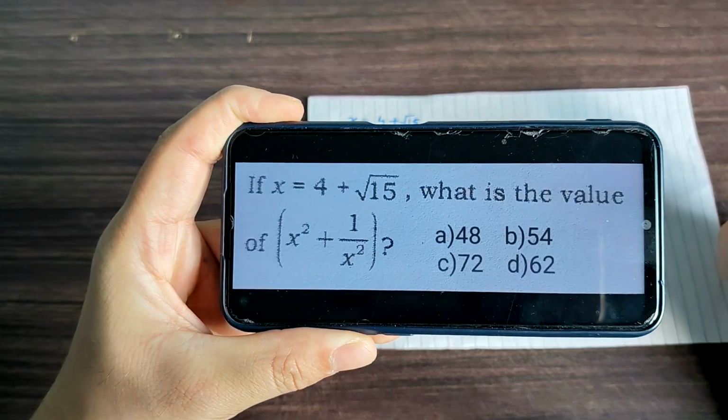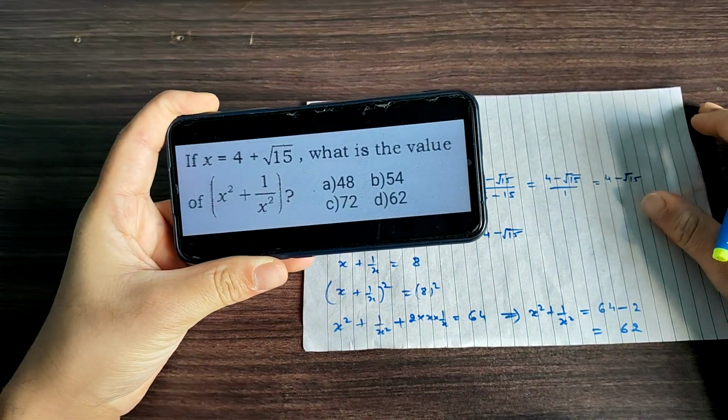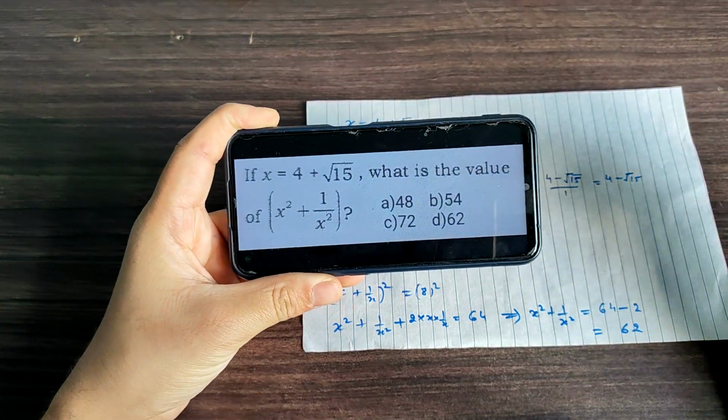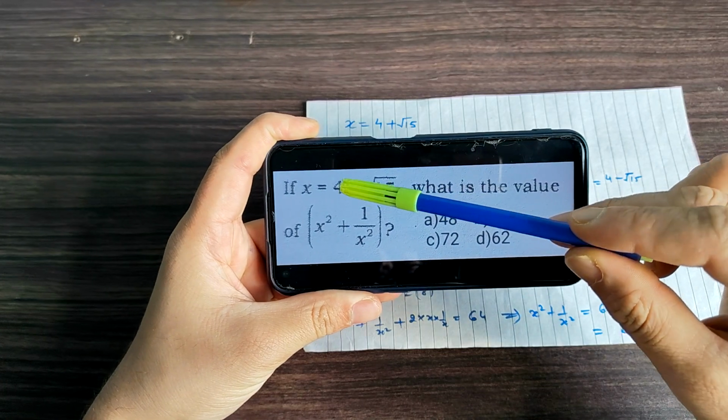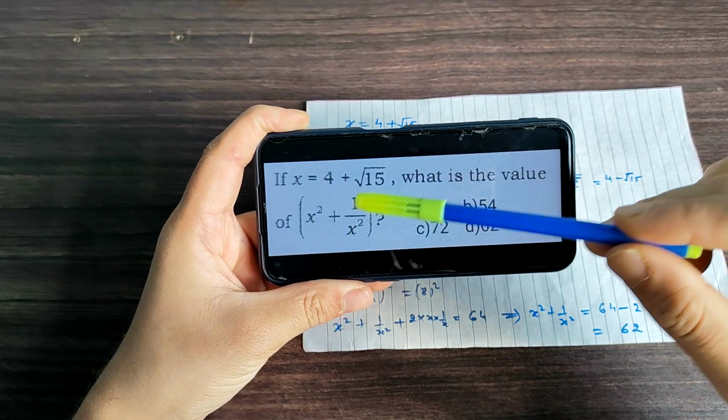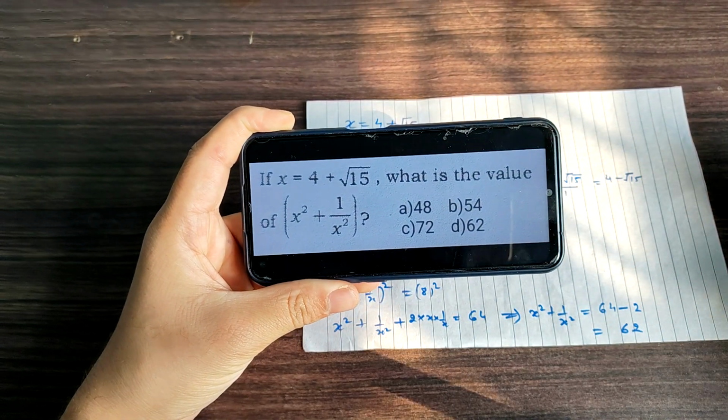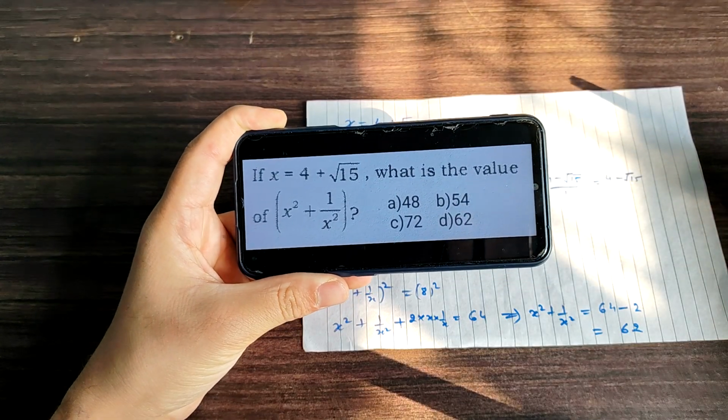So you can see this is the question and this is the answer. This is a very simple trick, and you can also solve by the long method, for example you can put the x value into this, then square it. This is a very long process. If you have free time, then you can do it.